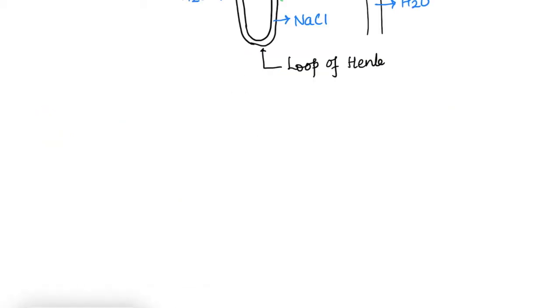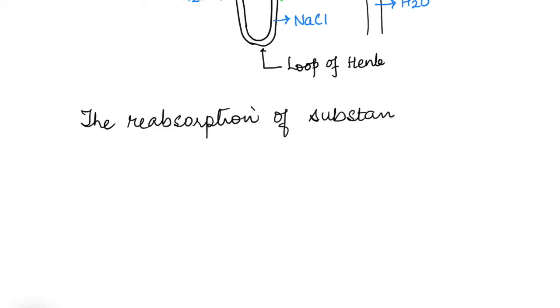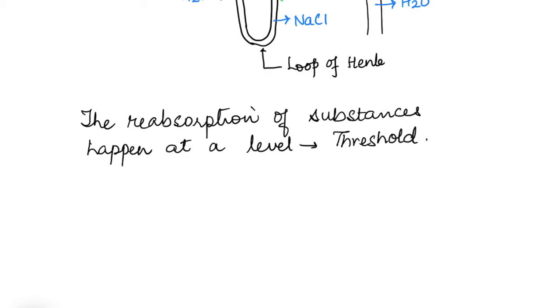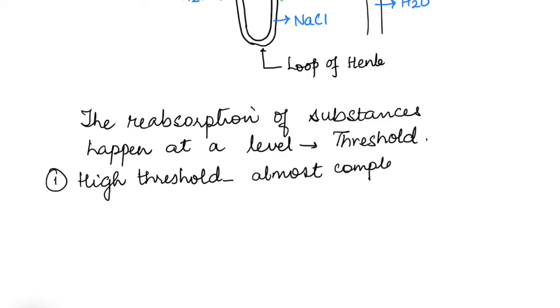So when we talk about the reabsorption process, there is a limit to what the kidneys can reabsorb. So this amount beyond which the kidneys do not reabsorb substances is called the threshold level. That means the reabsorption of any particular substance will happen only up to a particular level. So depending on this, there are three different types. Some substances have a high threshold value, that means almost completely they are reabsorbed, like for example glucose.